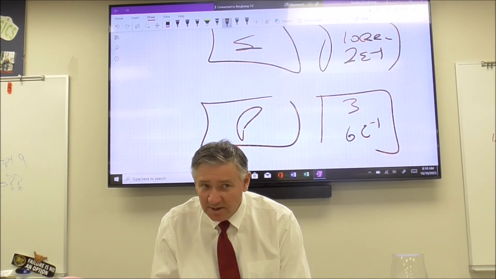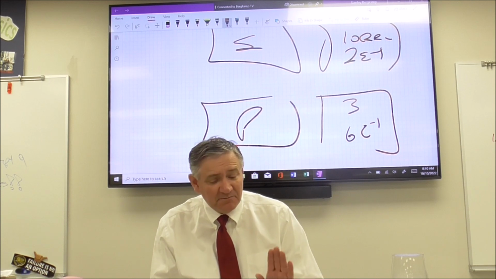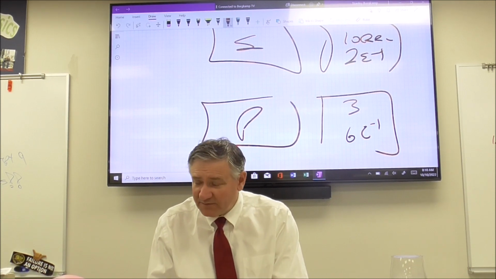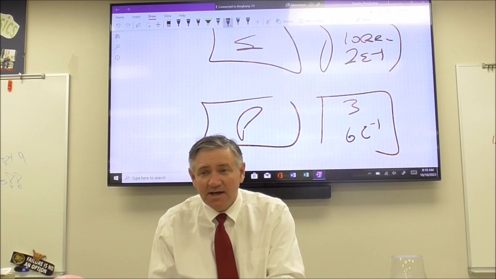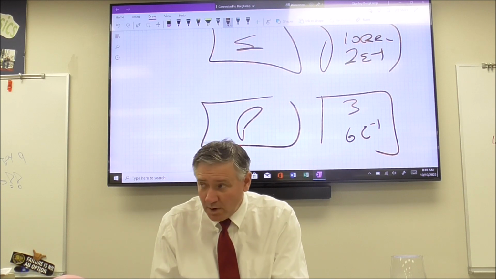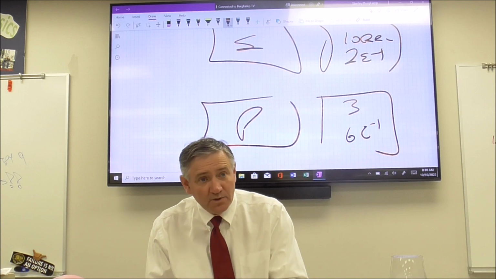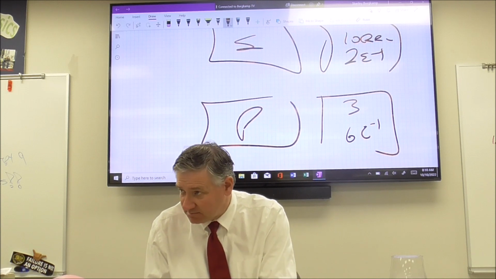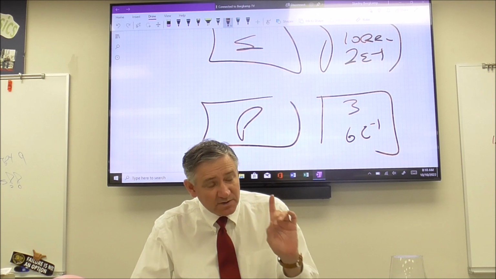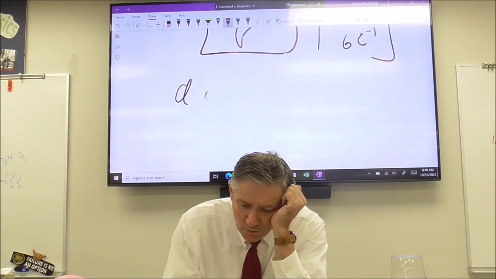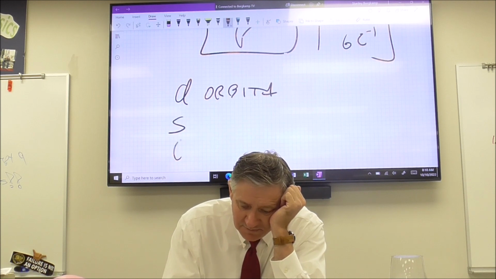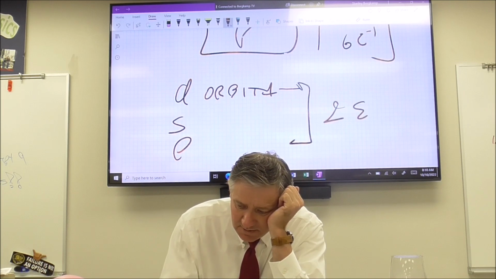2. It does not make any difference if it's a d orbital or a p orbital or anything like that. Any orbital, no matter where it is, only holds 2 electrons. Now, this is where the confusion happens. A d orbital, or an s or a p, whatever, only holds 2 electrons.